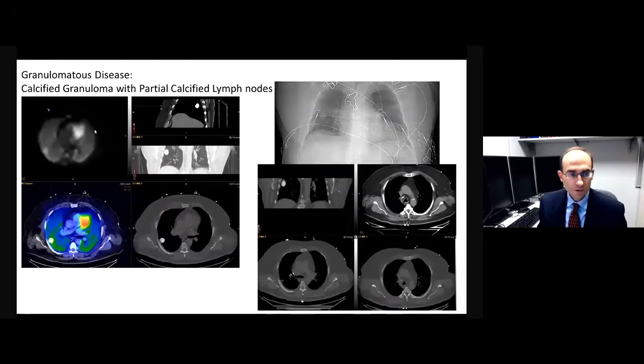This is just a nice case of granulomatous disease. What you're seeing here is a pulmonary nodule, right? But when you put it on the bone windows, you can see it's clearly calcified. And on top of that, we have partially calcified lymph nodes in the right hilar region and in the mediastinum here. This is a classic case of granulomatous disease. Where I practice, this is most likely to be histoplasmosis, but depending on where you practice, various granulomatous diseases can do this.